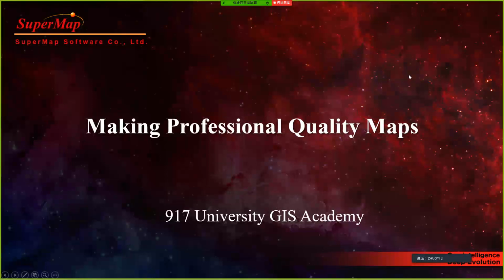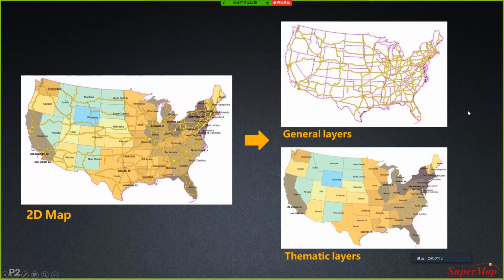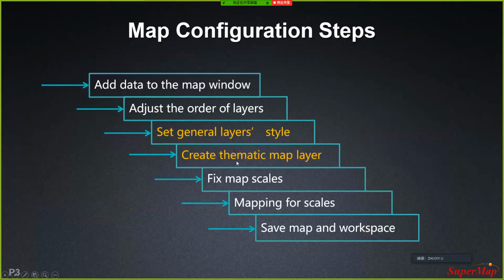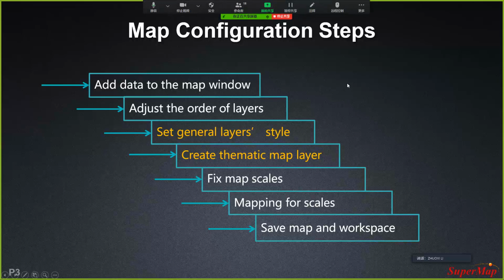Let's start making a professional quality map. A complete 2D map is composed of general layers and semantic layers. Today I will show you how to make the 2D map. So here are the map configuration steps, the workflow of making semantic maps.